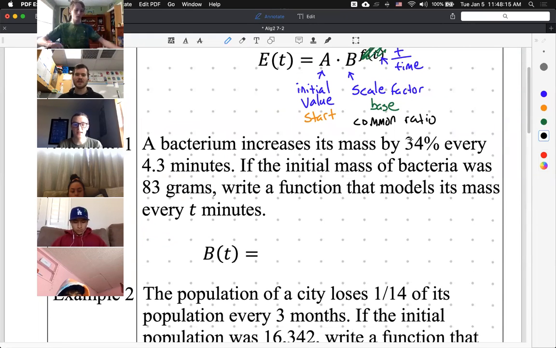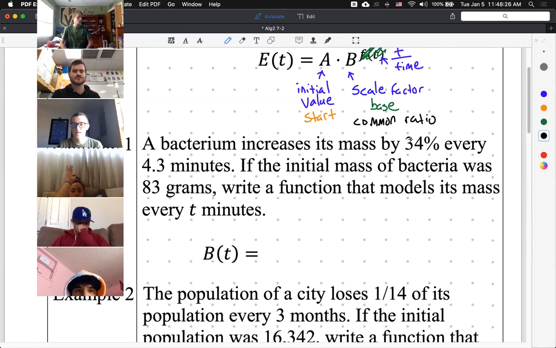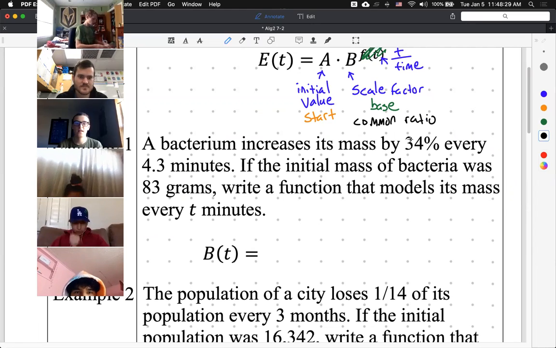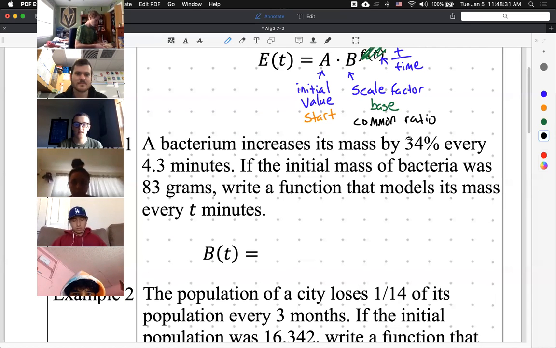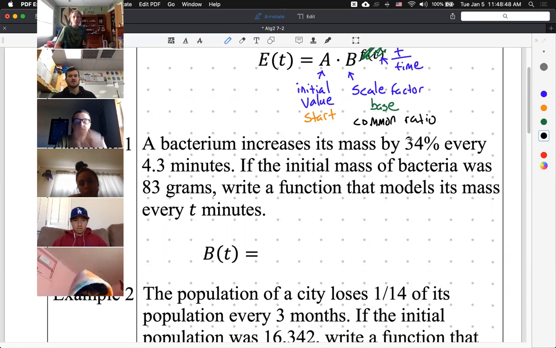All right, so example 1, I need a reader. Beautiful voice. You all have beautiful voices, so all of you can participate. Who would like to read? Anyone? Yeah, Jenny. Okay, is that bacteria or what is that? Bacterium, you got it. Increases its mass by 34% every 4.3 minutes. If the initial mass of bacteria was 83 grams, write a function that models its mass every t minutes. There it is. Thank you.